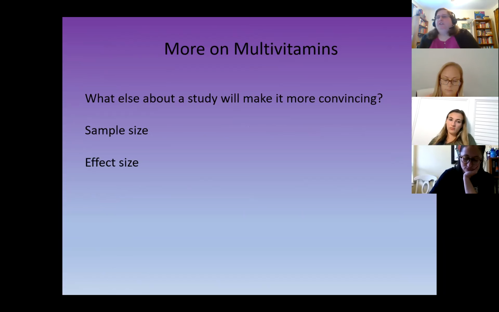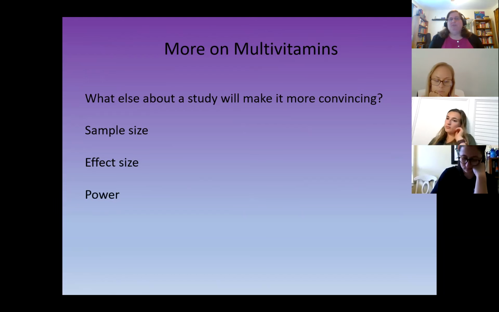Effect size. Effect size is very important too. So if I told you that those taking vitamin A Vegemin had an increase in energy levels of a quarter of a standard deviation, right? It's not very exciting. But if I told you they had an increase of 2.5 standard deviations, suddenly that's a lot more interesting. So effect size is also really important. What kind of effect did we show? How big an effect did we show?